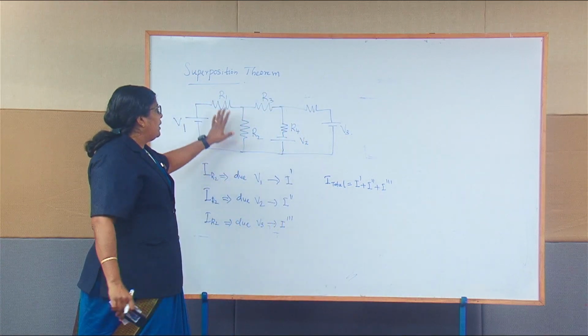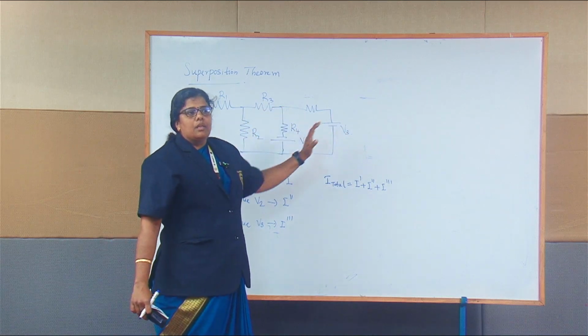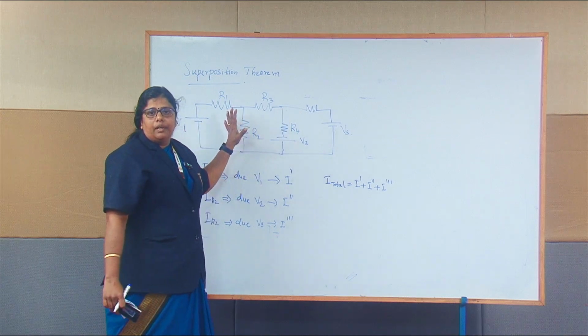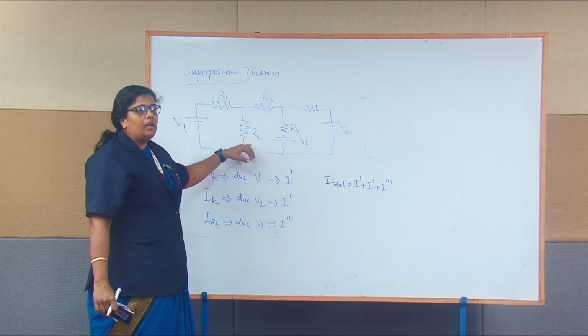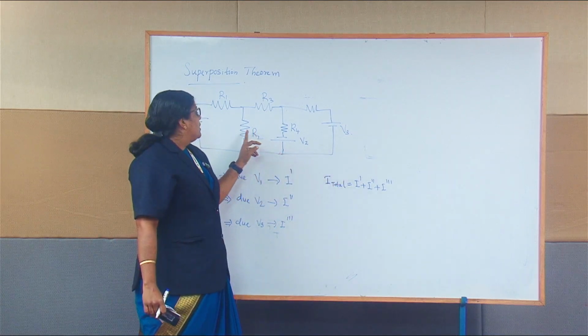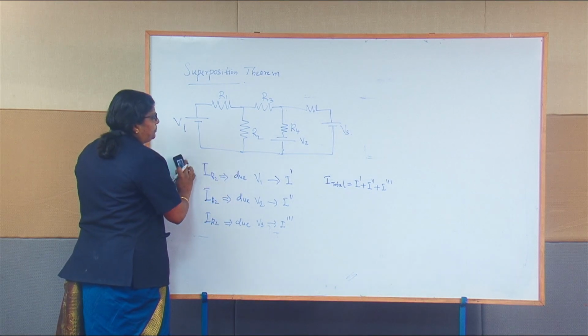I'll say once again, for the superposition theorem, we have more than one source. If I keep all the sources, you get one voltage and one current. And keeping the individual sources, I find the individual currents. The algebraic sum of these currents will give you the total current through your resistance R2. So that is called your superposition theorem.